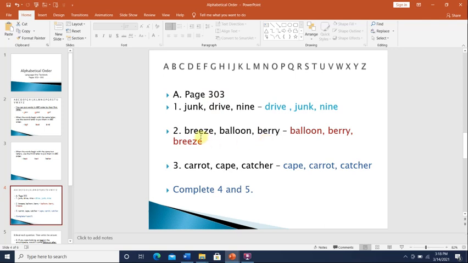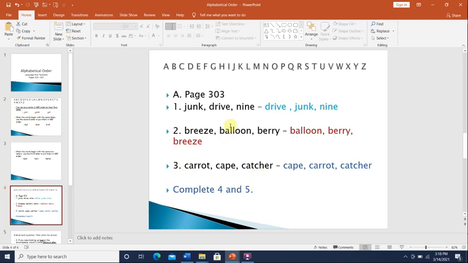And the third, of course, would be breeze. Okay? Here we have another example that we have carrot, cape, and catcher. If you look at all three of them, you'll see that the first two letters are exactly the same. C-A, C-A, C-A. What do we do? We go to the third letter. So the third letter here is R, P, and T.